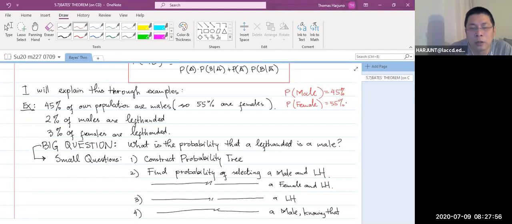I don't think it's quite sensitive, but you can change this left-handed into the vote. Will they vote for Trump's re-election, for example? If 2% of males will vote for Trump, you should be happy. If 3% of females vote for Trump, then you should also be happy if you are a Democrat. So it can go both ways. It applies to a lot of other things.